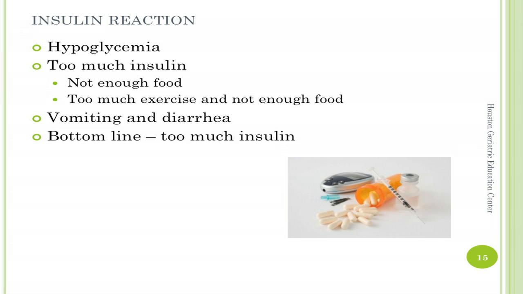So sometimes in that situation, if they already have the vomiting and diarrhea, the nurse or their doctor might not give the insulin. So it's something that you need to be aware of. If you know they've had vomiting and diarrhea, make sure that the nurse and everybody else on the team are aware so that they don't get this medication and they don't get too much insulin and then end up with low blood sugar.